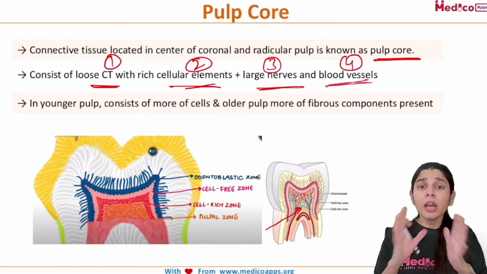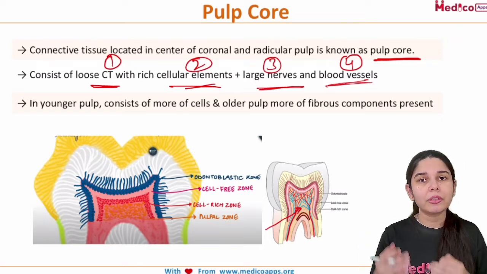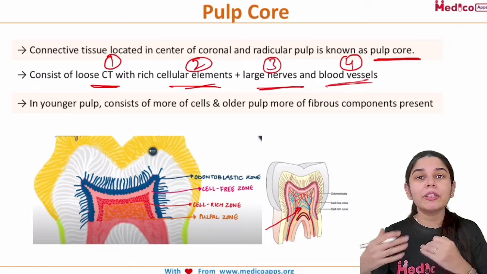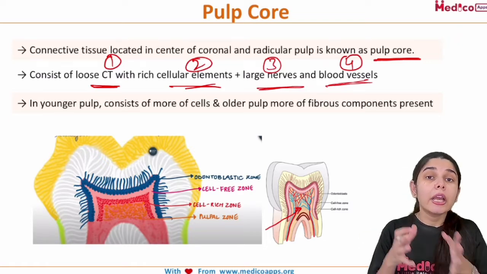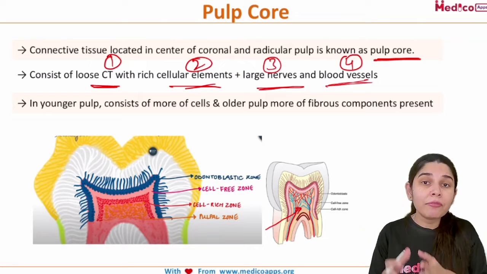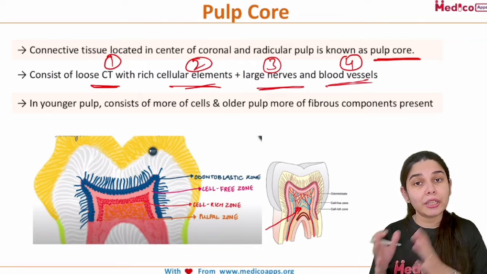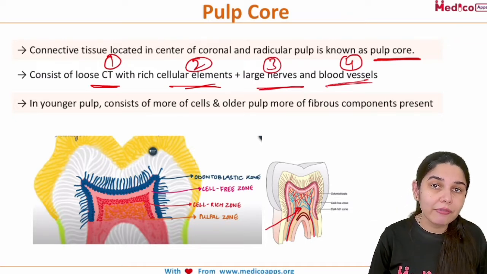And a very particular point you need to remember is that in younger pulp, the pulp of a young person has more cells present, whereas in older patients or older people there are more fibrous components present in the pulp zone. So all these are the four zones which we have discussed.